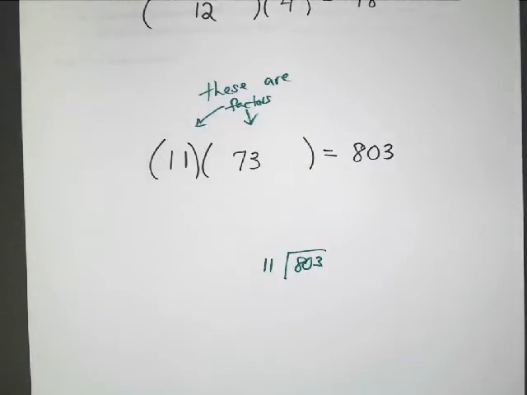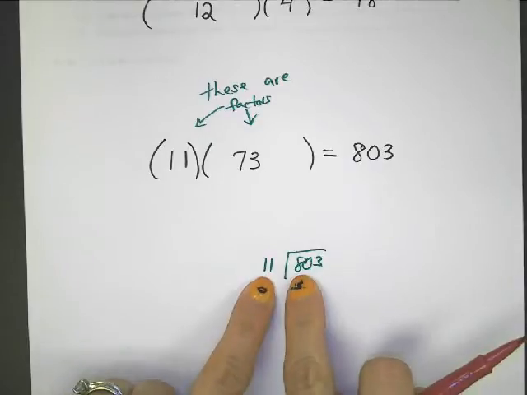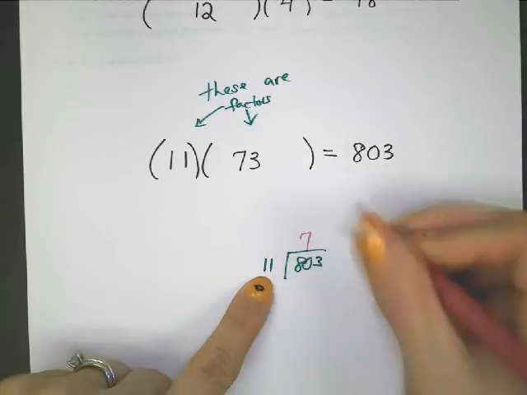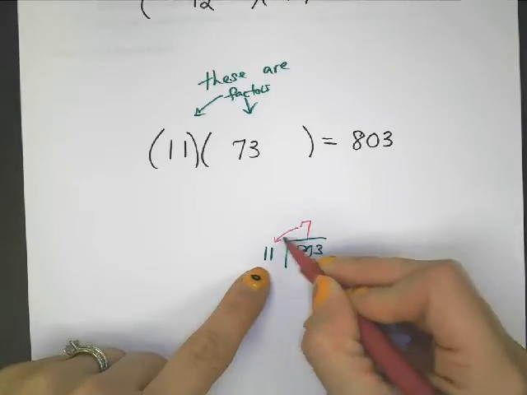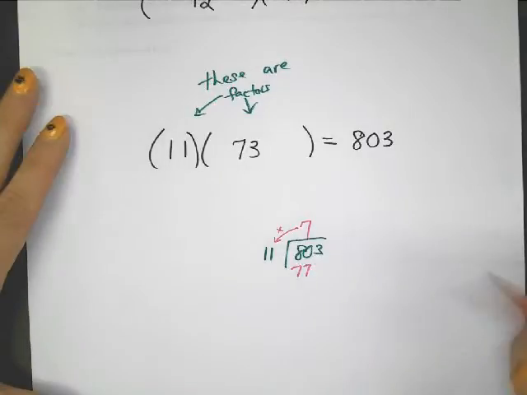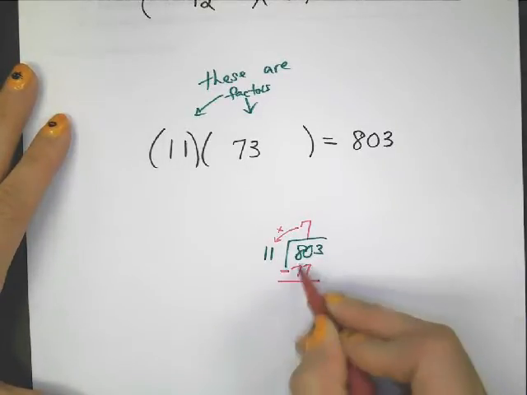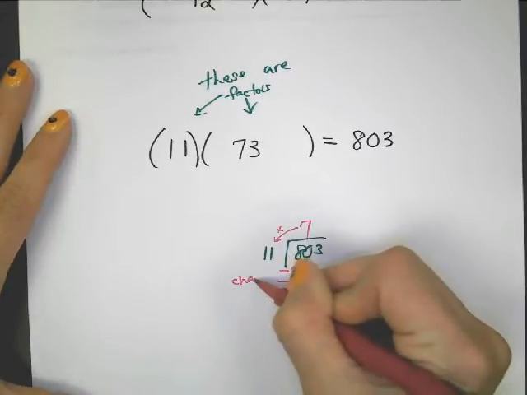73. Let's just refresh long division for everyone. You take a look at 11 and compare it to 80. 11 goes into 80 seven times. After you find this number, you multiply it by 11 and get 77. But then you have to subtract. You have to change the sign to the opposite. You have to change.